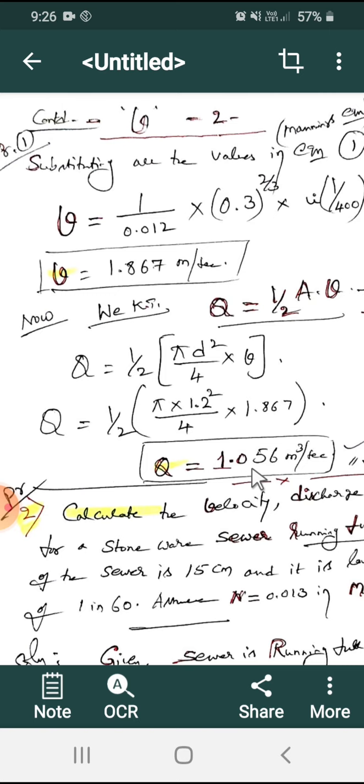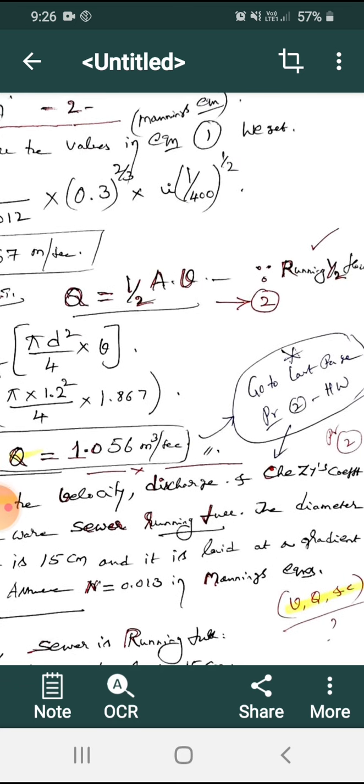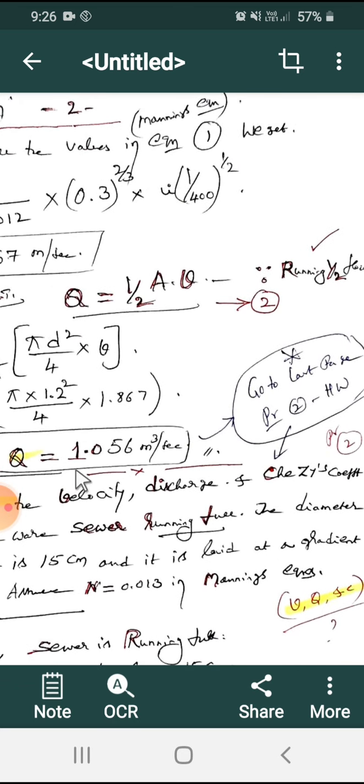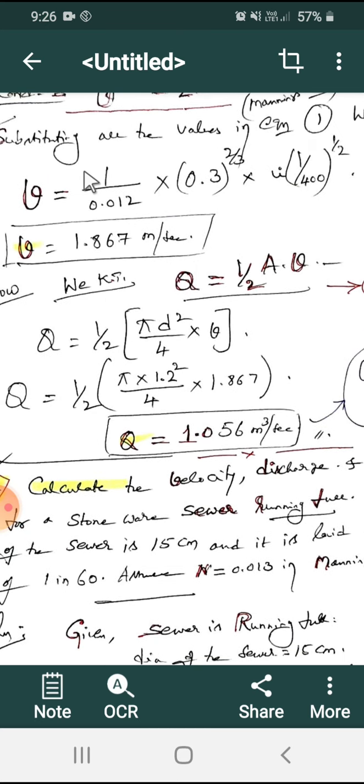See, even first class students can understand this easily, why it is required, where we have to substitute the values, everything. See, this is what you call Q is equal to 1.056 meter cube per second. Observe here, first the velocity is determined for the off flow condition, and Q is also determined for the off flow condition.